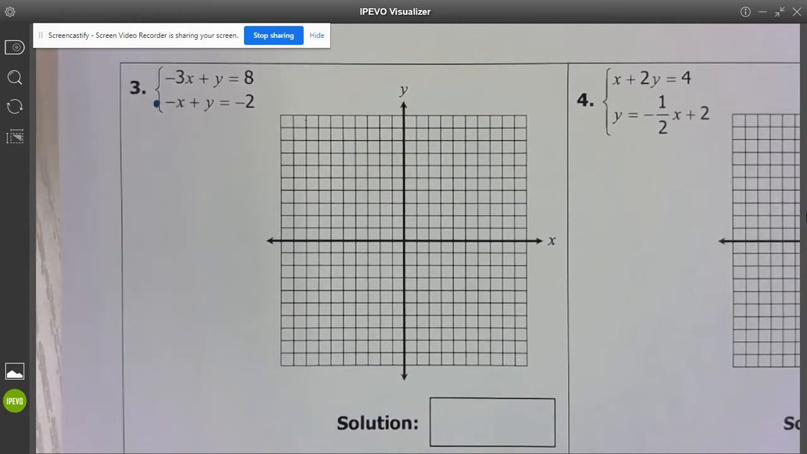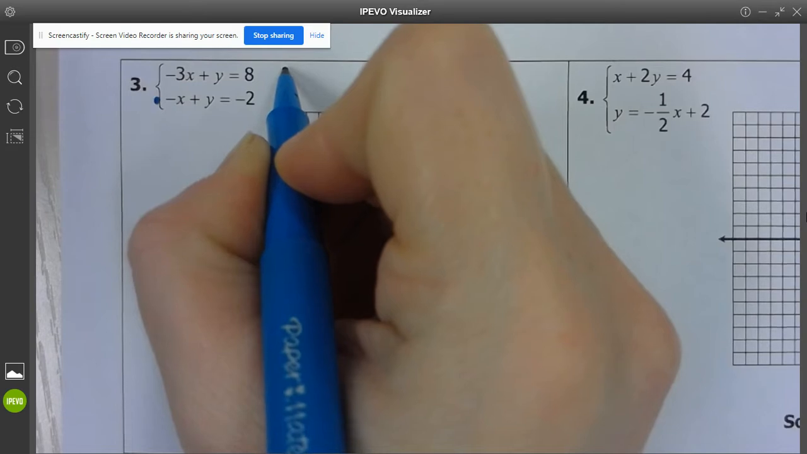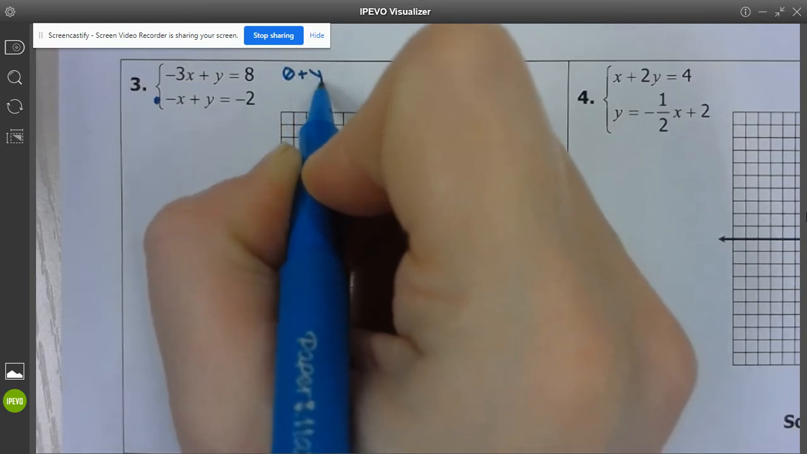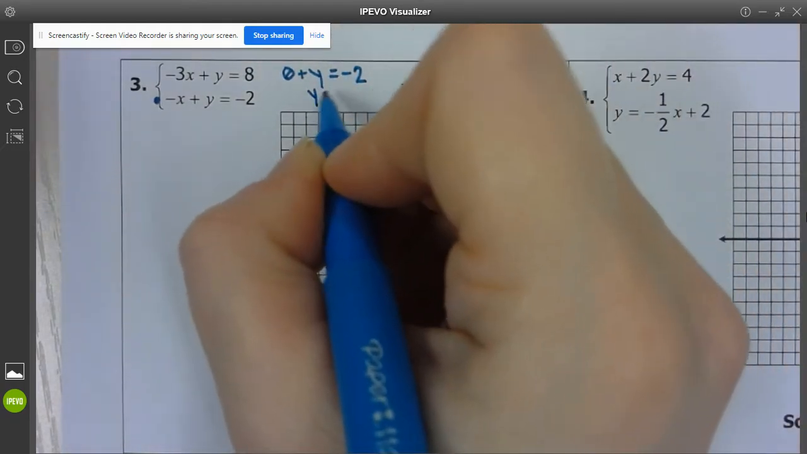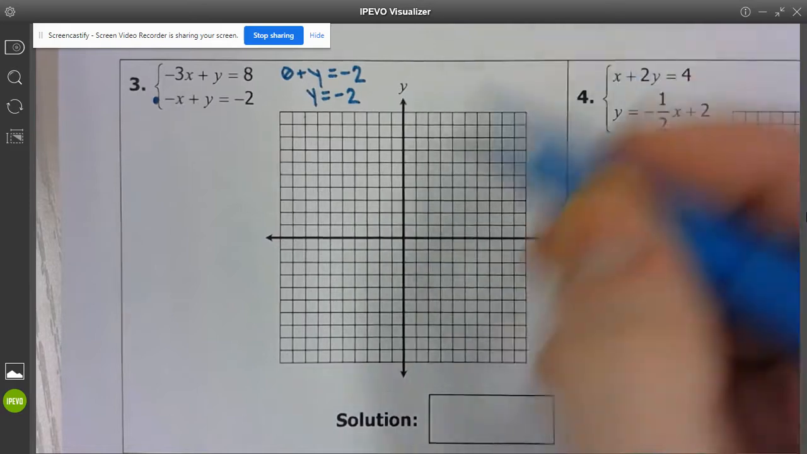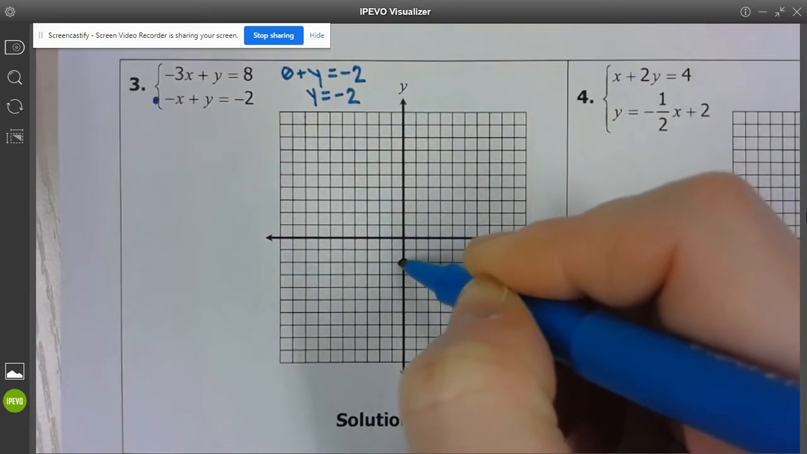So in this case, these are both in standard form. When I look at my second equation, I'm looking at negative x plus y equals negative 2. When I look at that equation, if I substitute 0 for x, I would have 0 plus y equals negative 2. That tells me my y-intercept is negative 2. I can put that point here.